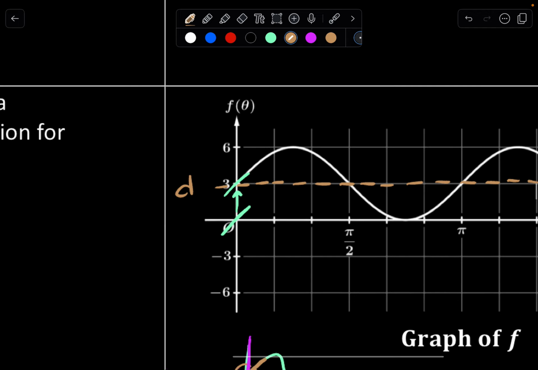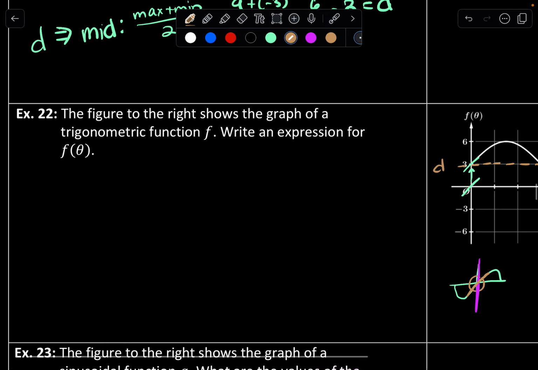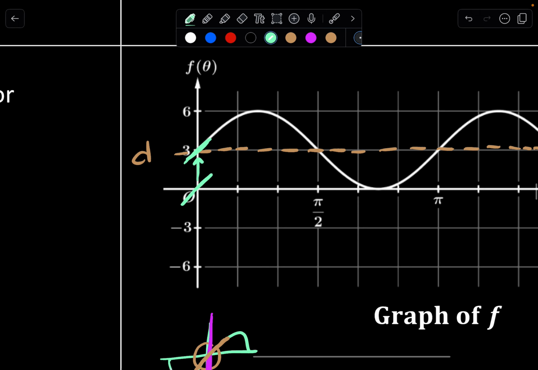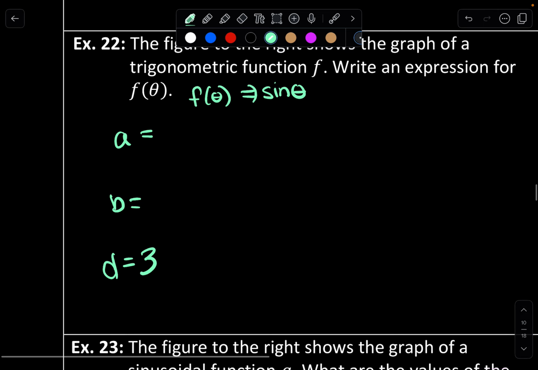So I know that based on what's happening at the y-axis, I can use sine for this. So maybe I'll notate that. F of theta, we will be using sine theta, because I can see that it's crossing the y-axis through the midline and it's increasing. So we'll do A, we'll have B, and then we'll have D. So again, we have that formula for D, but graphically you can just look for it. So with this one, we're shifted up 3 units, therefore D is equal to 3.